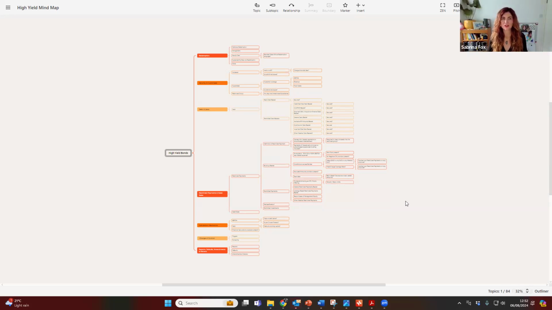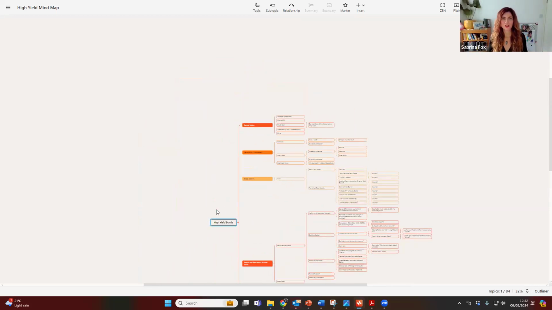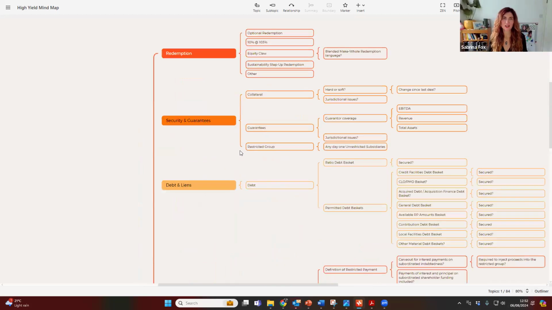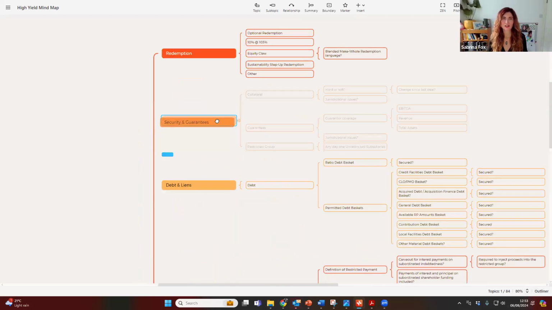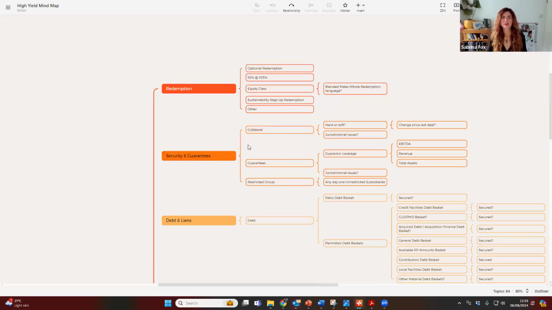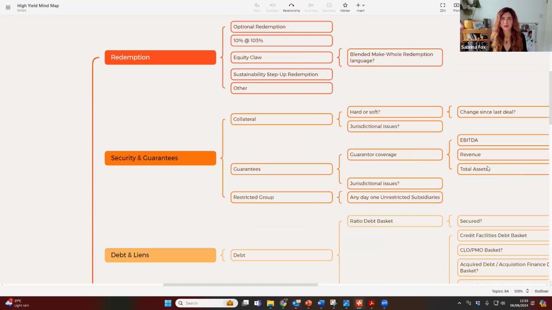What we are going to focus on specifically today is the security and guarantees section, and then even more specifically, the guarantees, guarantor coverage, jurisdictional issues, and EBITDA, revenue and total assets of guarantor coverage. So we're going to go through this limb of the tree just here, and I'm going to make it even bigger to allow you to see it better.